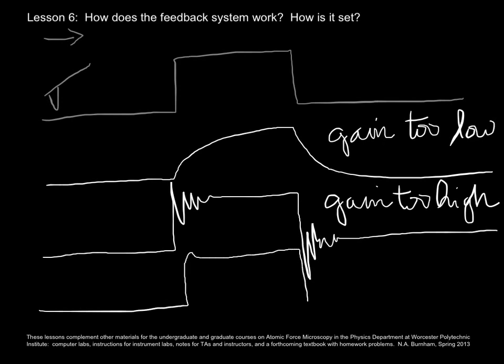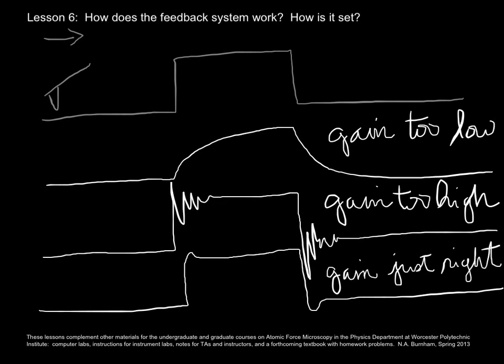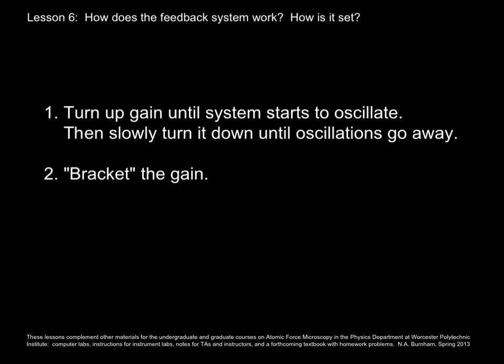It's unfortunate but true that you can never set a feedback circuit exactly perfectly. There's always a little bit of error, and the reason is you need to have a change in error signal in order to give you a change in the Z scanner. There are two main methods of setting the gain. One is to turn up the gain until the system starts to oscillate, then slowly turn it down until the oscillations just go away.